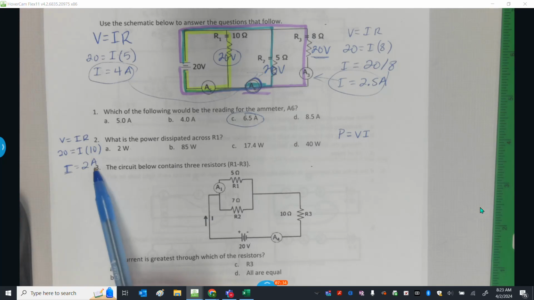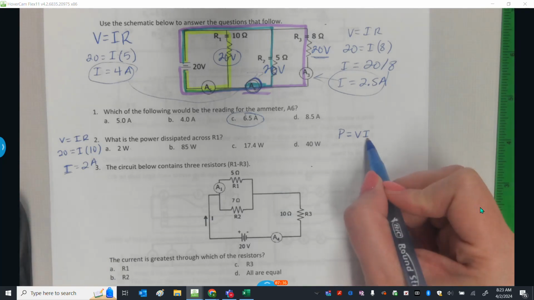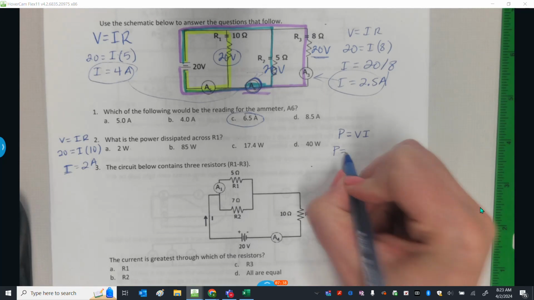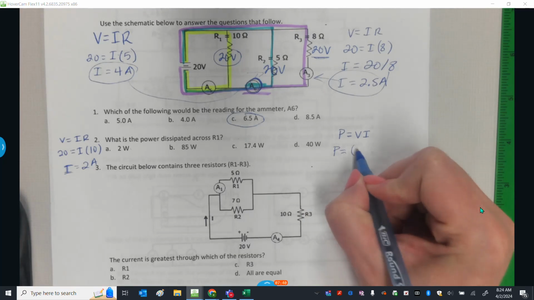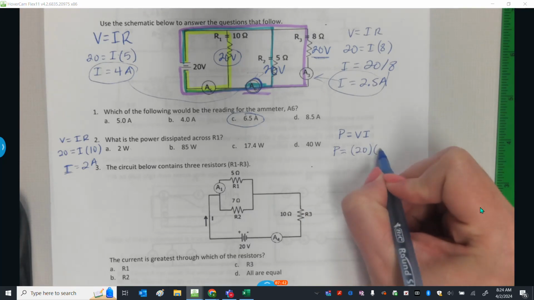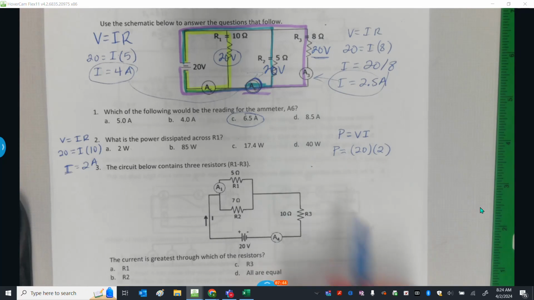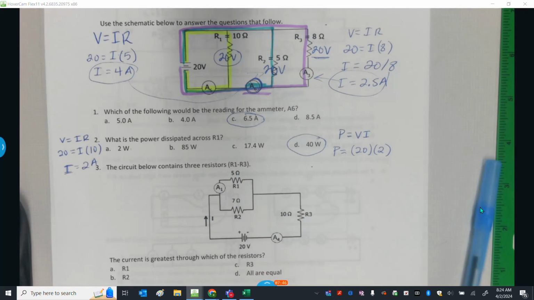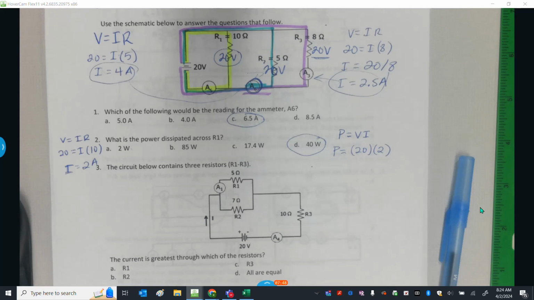So now that I know the current, I can use it over here. Power equals my voltage. Again, my voltage drop is 20. My current is 2. 20 times 2 is 40. The answer to number 2 should be D. Questions about number 2 or about either of the first 2 questions?